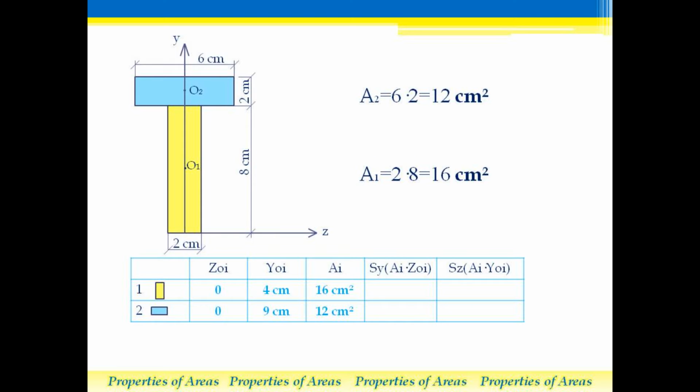Find the area and static moment of each simple shape. To find the area of a rectangle, we multiply the length of the rectangle by the width of the rectangle. The first area is 2 times 8, which is 16 square centimeters. The second area is 6 times 2, which is 12 square centimeters.